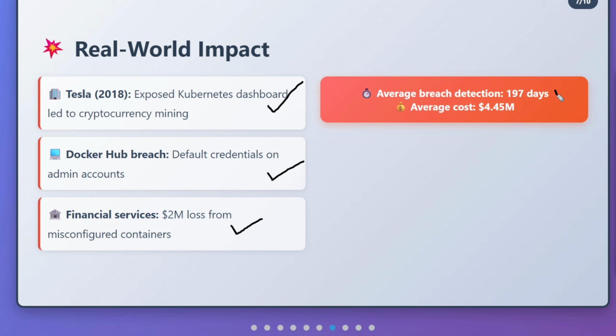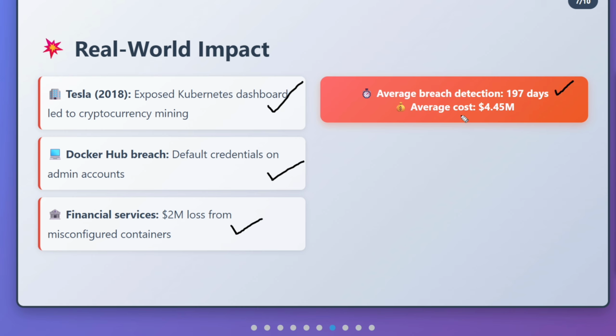Average breach detection was 197 days. According to one industry report, it takes an average of 197 days to detect a breach. That's more than around 6 months, where attackers can explore, steal, and damage the entire system. So this was one of the significances where weak defaults and poor misconfigurations make things worse. It may take more than 6 months if our defaults are not properly set.